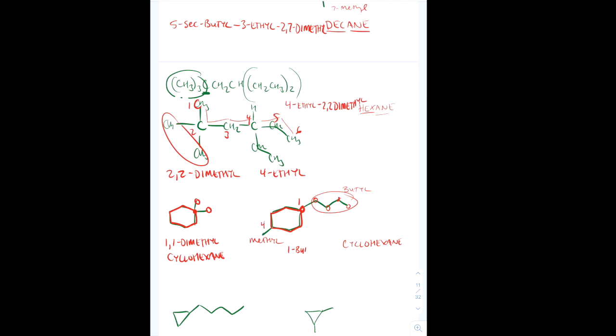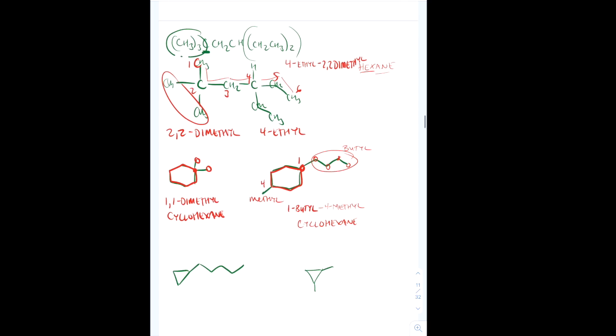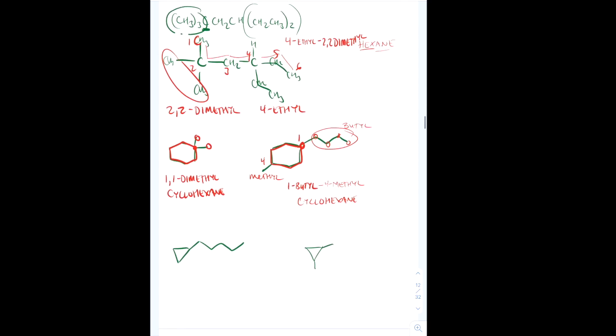Okay, so it's a 1 butyl. Yeah, we're going to have to move that. 1 butyl, 4 methyl, and that's a cyclohexane at the end. 1 butyl, 4 methyl cyclohexane. Cool, that works.